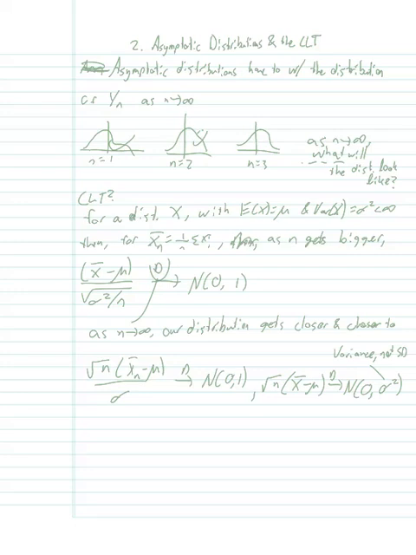So the next topic I want to talk about is asymptotic distributions, and what people mean when they talk about asymptotic distributions is the central limit theorem. So when I say asymptotic distributions, what do I mean? An asymptotic distribution is, I cannot spell.